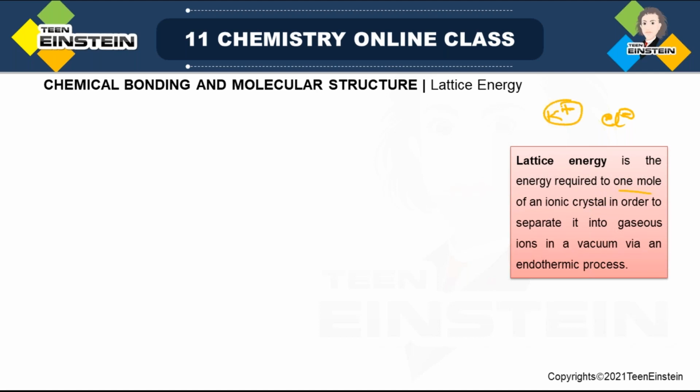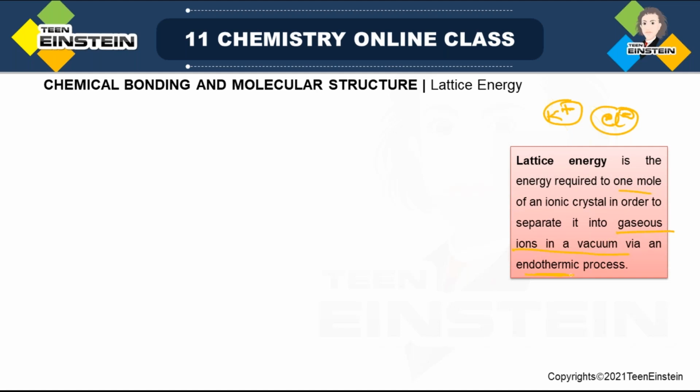Now what you are trying to do is separate all the K plus ions and Cl minus ions into individual gaseous ions in a vacuum. So you are destroying all the electrostatic interaction between cation and anion, and making all these ions far from each other, so now they are individual free gaseous ions in vacuum. When you do this process, obviously you have to apply energy. This is the energy supplied to 1 mole of an ionic crystal for the separation of all these cations and anions in a vacuum, and as you are supplying energy, it is an endothermic process.